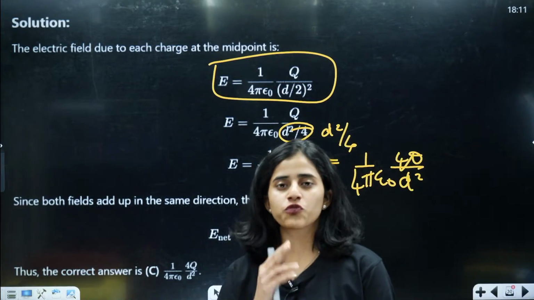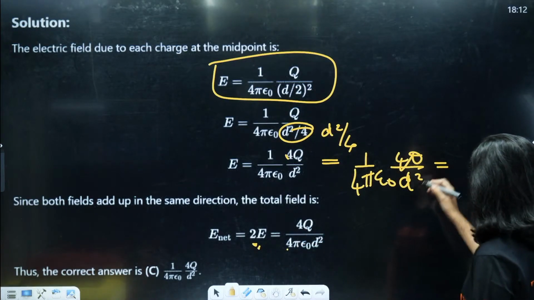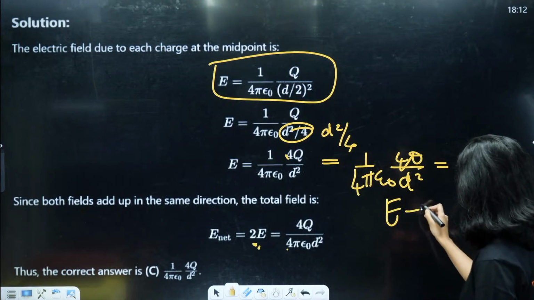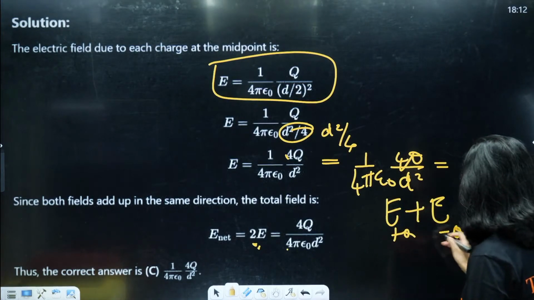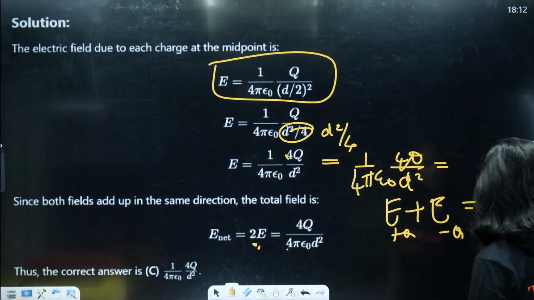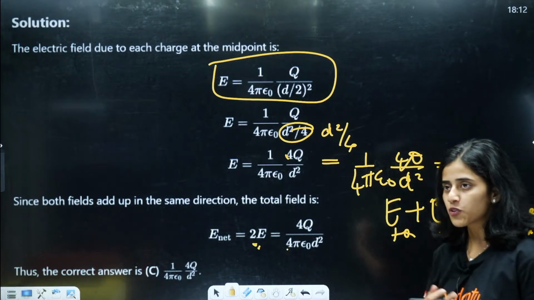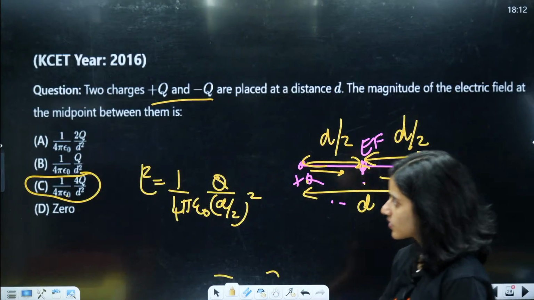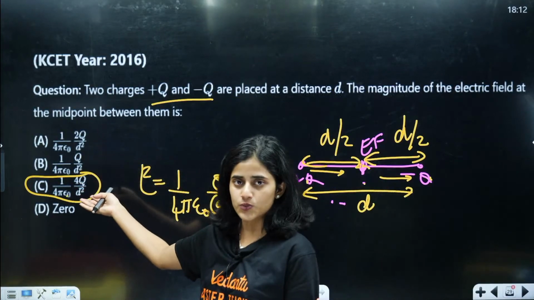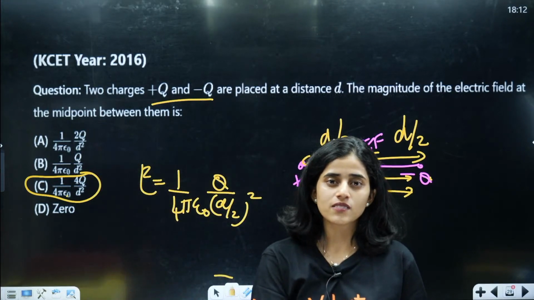Yes, if you find it for both the charges, what happens? The total electric field is the electric field because of plus q plus the electric field because of minus q, which is 8q divided by 4 pi epsilon naught d square. If you get confused, you can go to the options. You don't have an option with 8q. So that means they've only asked you for one charge.